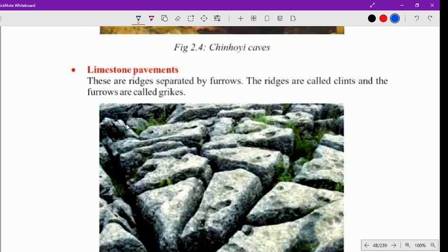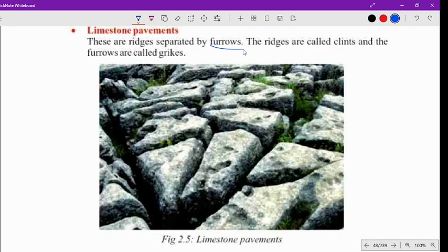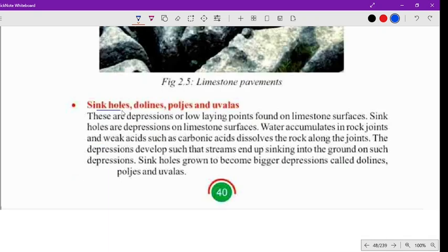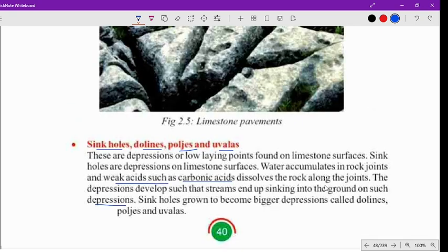Limestone pavements. These are ridges separated by furrows. The ridges are called clints and the furrows are called grikes. Sinkholes, dolines, poljes, and uvalas. These are depressions or low-lying points found on limestone surfaces. Sinkholes are depressions on limestone surfaces. Water accumulates in rock joints and weak acids such as carbonic acid dissolve the rock along the joints. The depression develops such that streams end up sinking into the ground on such depressions. The sinkholes grow to become bigger depressions called dolines, poljes, and uvalas.